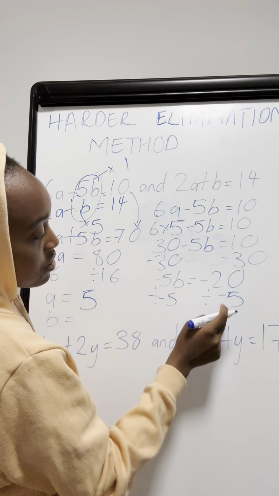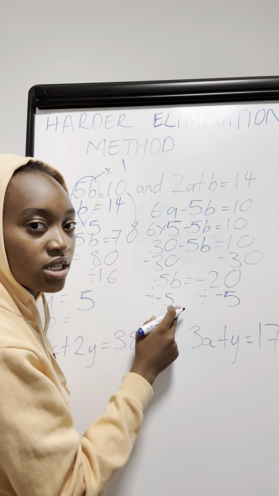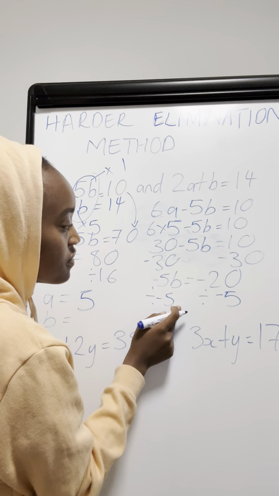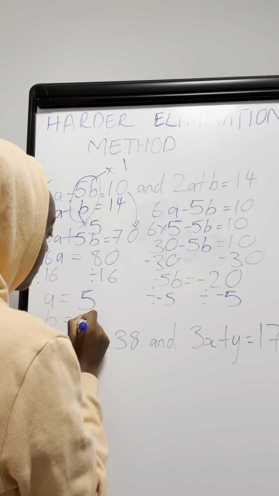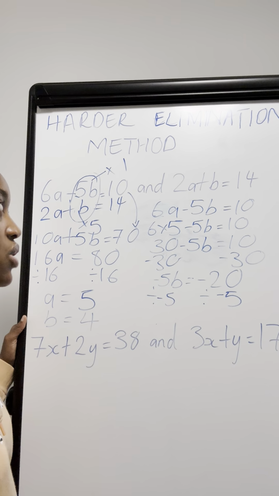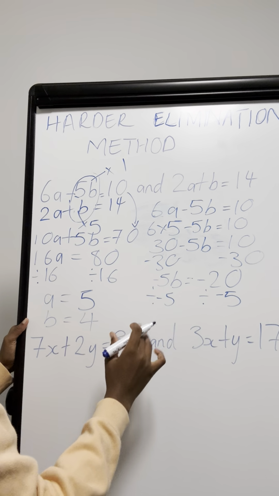So negative 20 divided by negative 5. 2 negatives make a positive. So 20 divided by 5 we get 4. So a equals 5 and b equals 4. And that's just how we do it. This is just the normal equation.